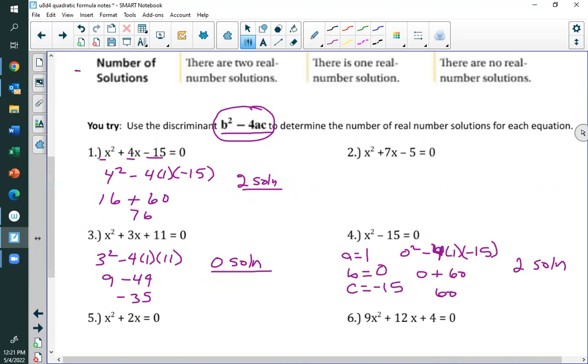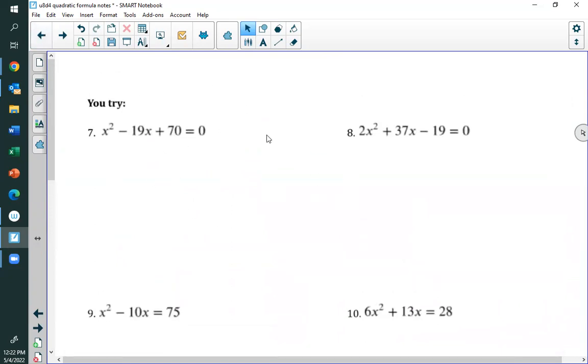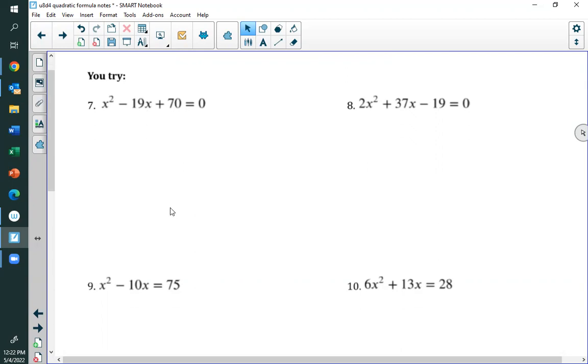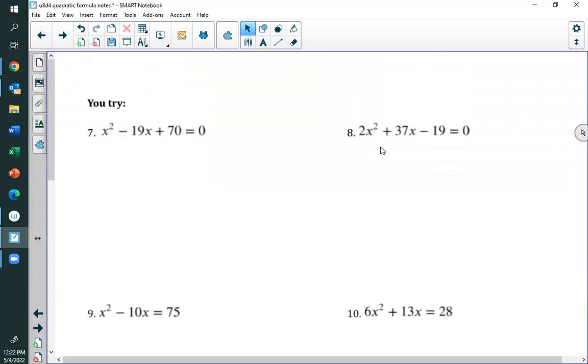So you have lots of you tries. You have you try on discriminant where you're just figuring out how many solutions. And you also have you try over here where you are using the quadratic formula to find the zeros. You can always try to factor first if you want to. On you try, I really want you to find the zeros. If you want to try to factor first, be my guest. I think there might be factors on like number 7 there.